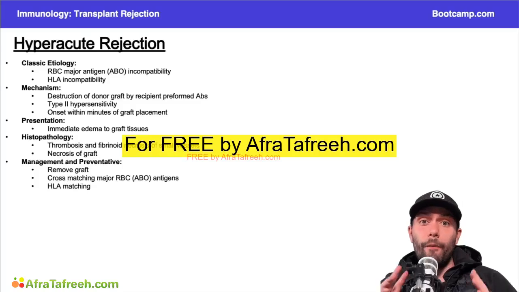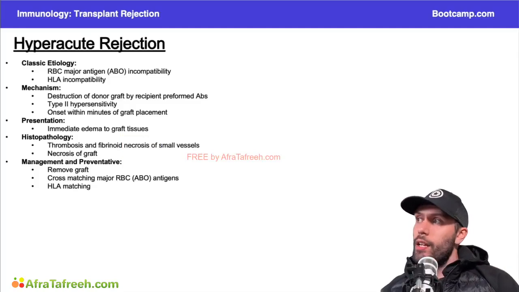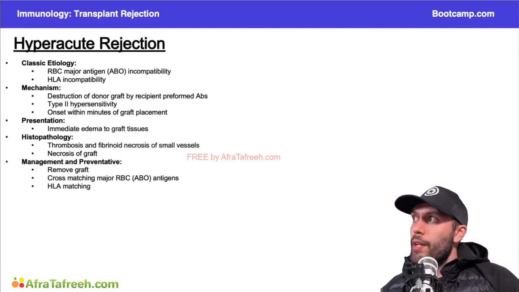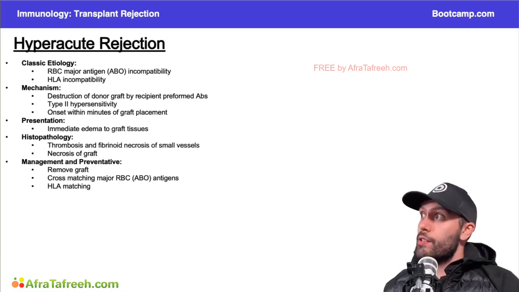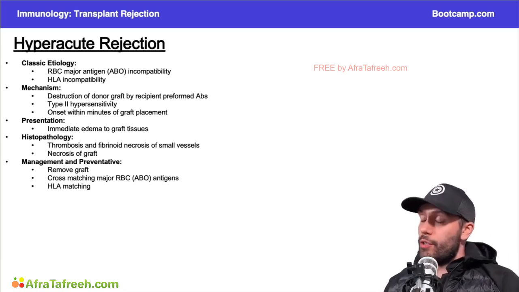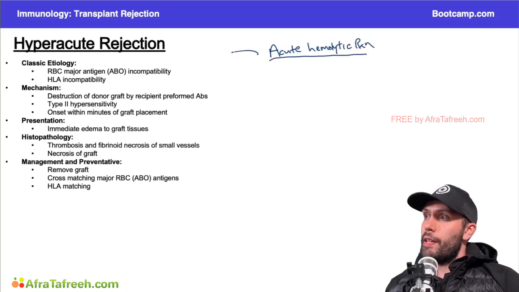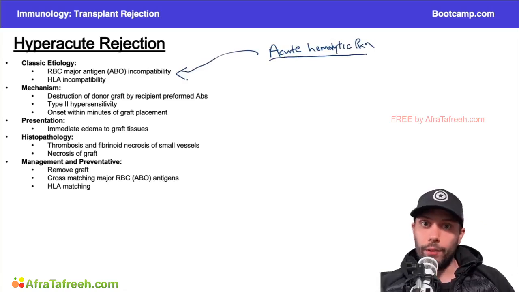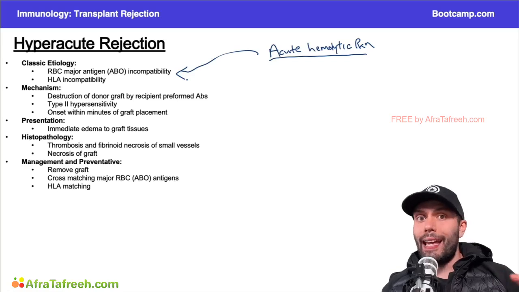All right, so we're going to talk about our first type of transplant rejection here. So this is going to be the hyperacute rejection. Now, before we go any further though, I want you to just kind of organize this in your brain a little bit, because we just talked about the acute blood transfusions not too long ago. And remember, the acute hemolytic reaction, okay, so we kind of just talked about this. The acute hemolytic reaction primarily had to do with red blood cell major antigen incompatibility, right? That was the concept. The concept was there was some mismatch in the A, B, and O antigens.